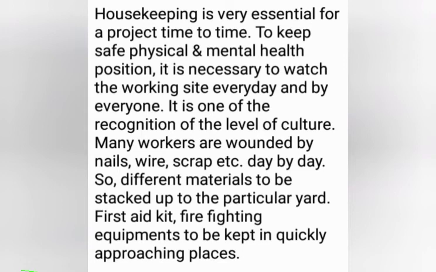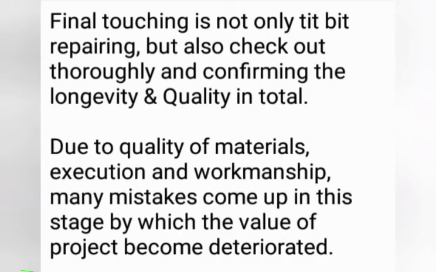Nails and wires are to be picked up by a magnet plate every day at the end of work. Roads are to be repaired and mudless for clear approach at all times. Beautification with small plants and flower vases is also included with this job. Final touch is the job not only to repair but also to ensure longevity and quality.